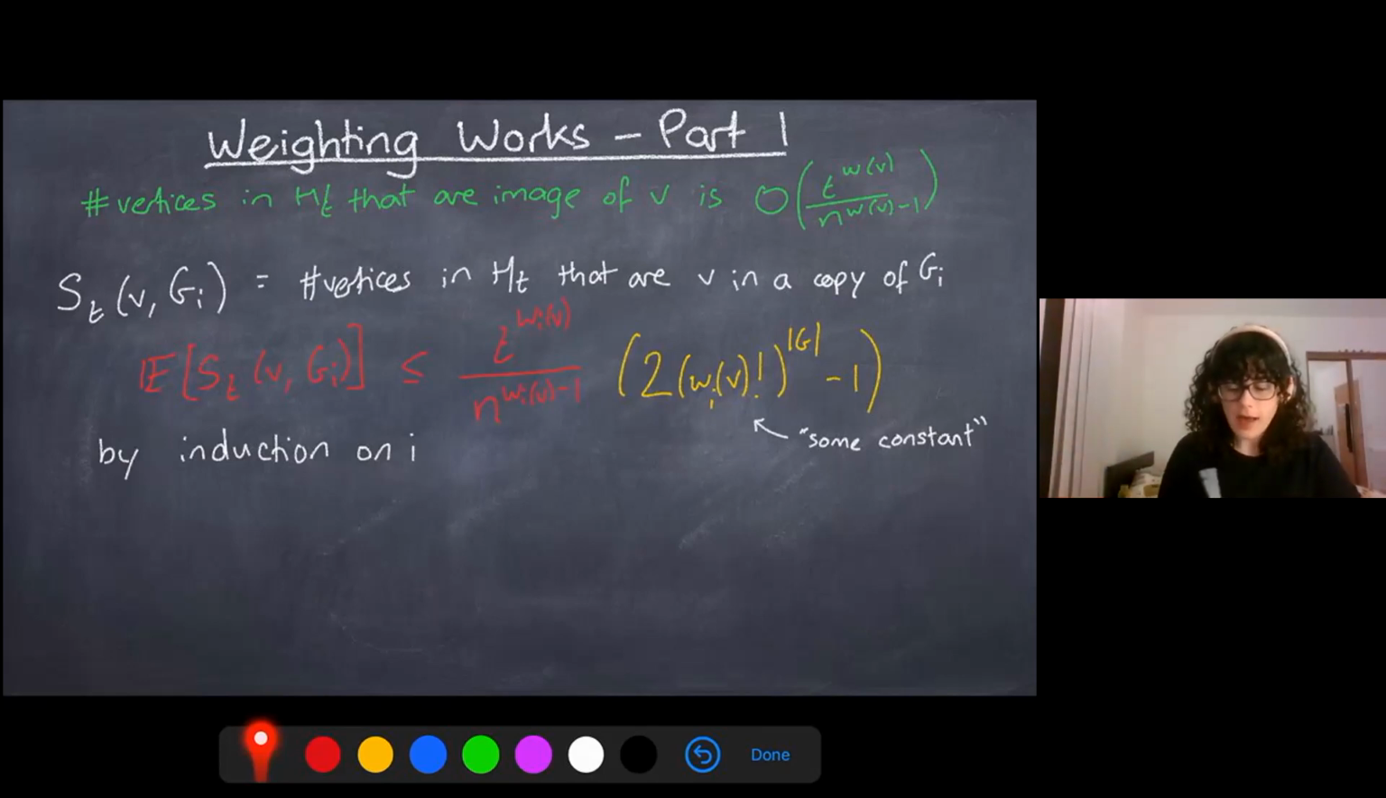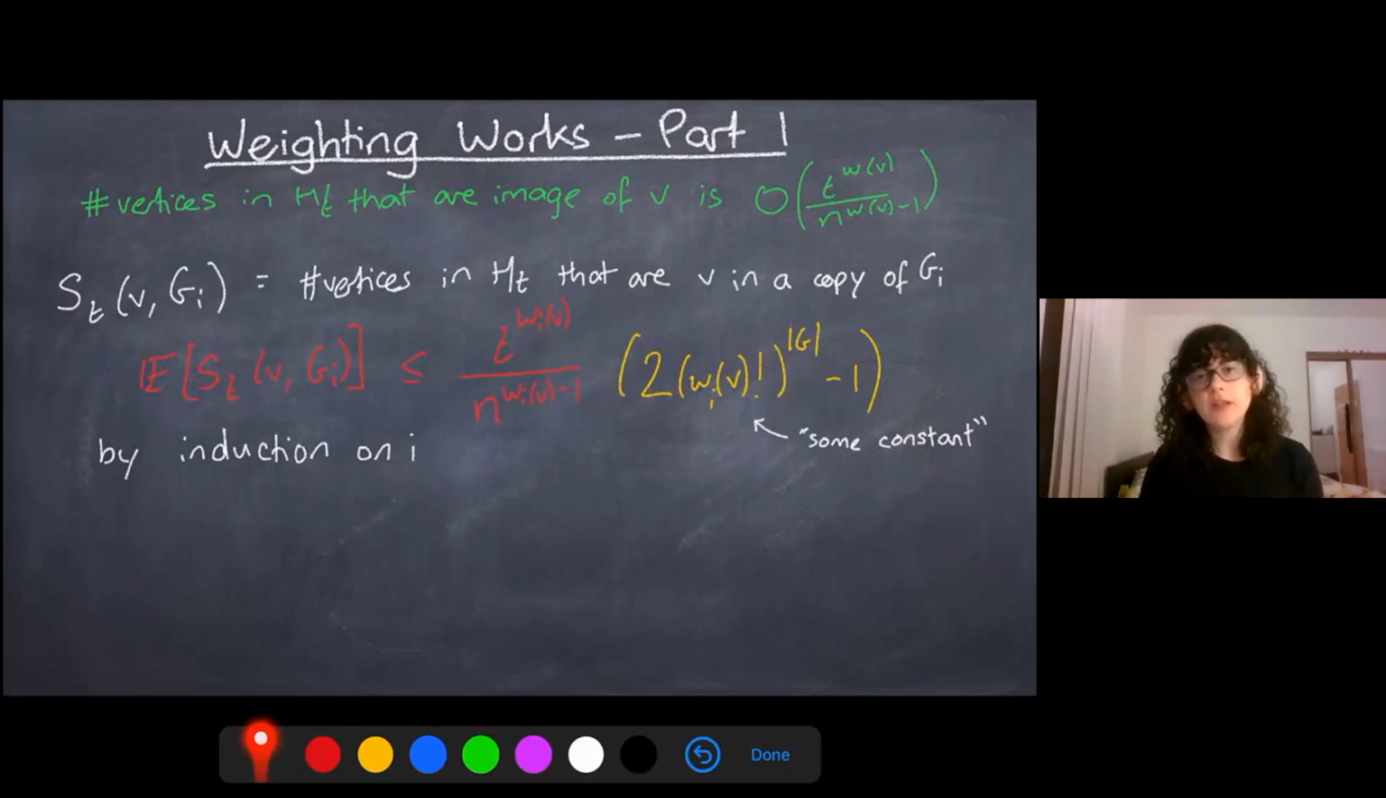And we're going to try and prove that the expected number of such vertices is like t to the weight at the time, wi, which is like the weight of the vertex in Gi, over n to the wi of v minus 1. And this is multiplied by some constant. I don't think you should worry about the constant. The constant is there because it's like an artifact of the proof. You need it to make the induction go through. But you should just think of this as like a constant.